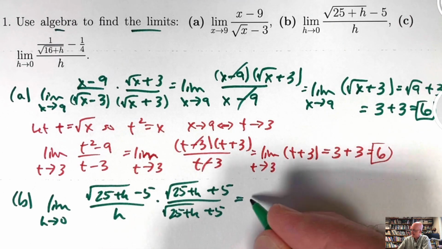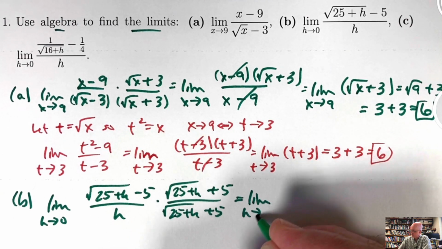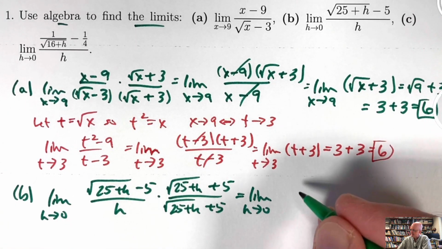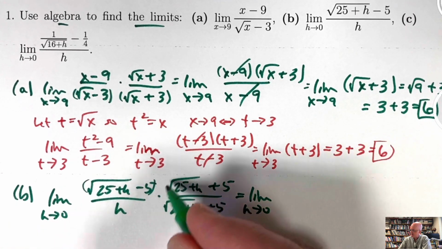And then the top will simplify nicely. The square roots will go away. They won't go away in the bottom, but that's okay. Let's see what happens when I FOIL out the top.